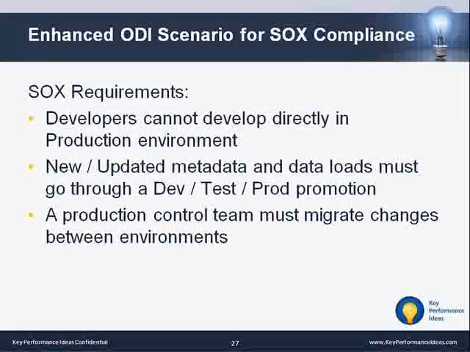And then another really important requirement for SOX is that developers will not have access to production, and they can't code directly in production. And so we're going to have to use a migration path. So we're going to have to create code in development, test the code in the test environment, and then, once that code has been fully tested, migrate that code into production, and the developer cannot really have access to any environment outside of your development environment. And then in this solution, we're going to leverage a production control team so that they will migrate the code from dev to test, and then from test to production.